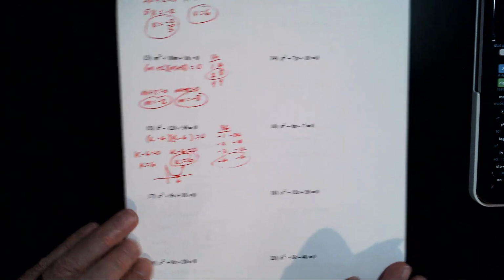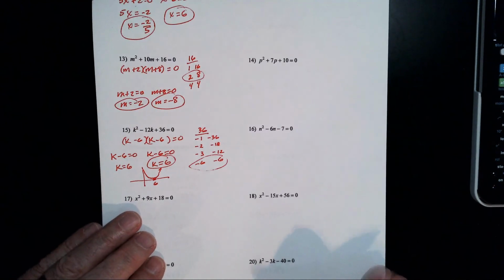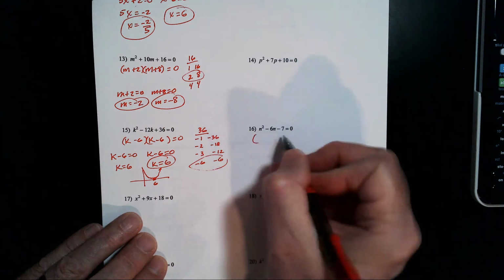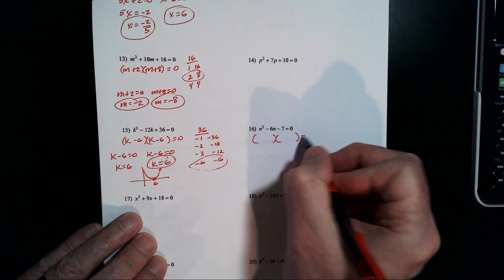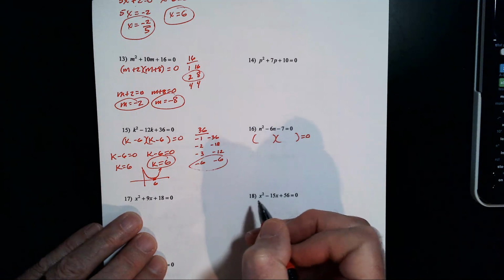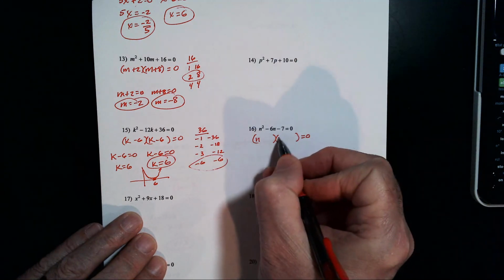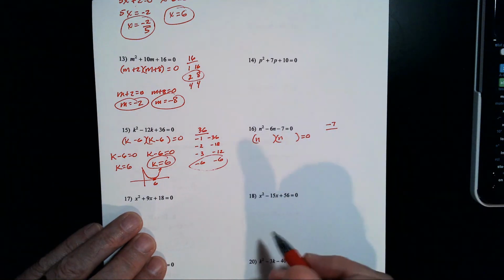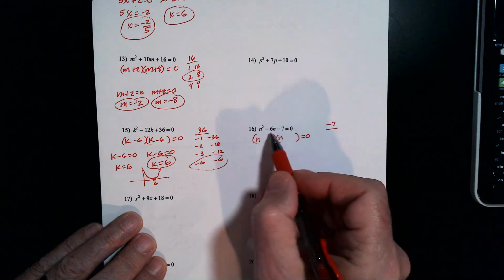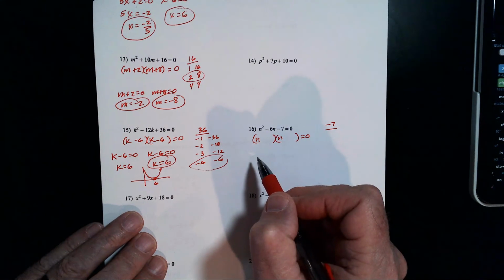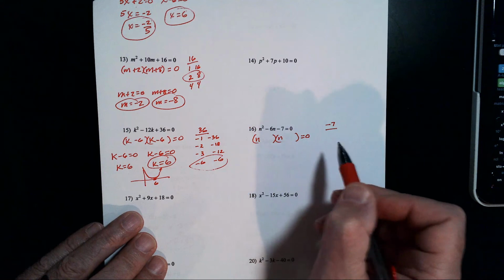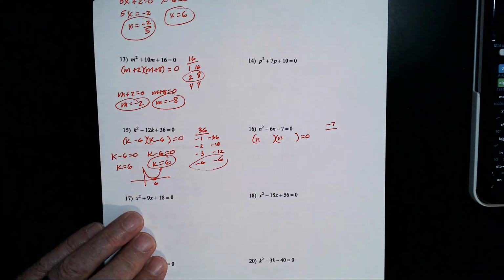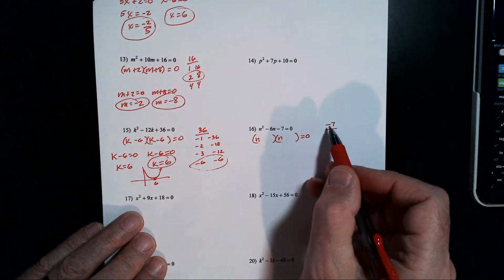All right, now I'm going to do 16 with you guys too, because it's a little bit more difficult. But again, we start off the same thing. We've got a binomial times a binomial. And we know the first variable will be n and n. Now, I want two factors of -7 that will add together to get -6. Well, this one is not too hard. First of all, we know that one of them is going to be a positive, one of them is going to be a negative, because multiplied, that's how you get a negative.